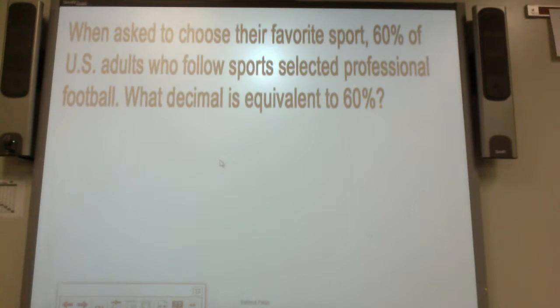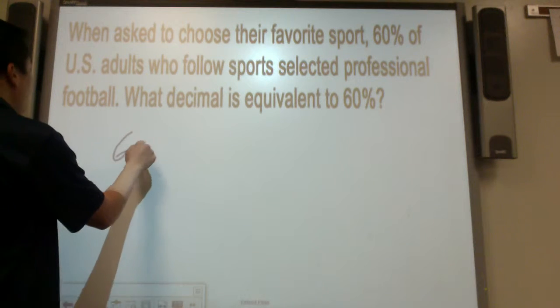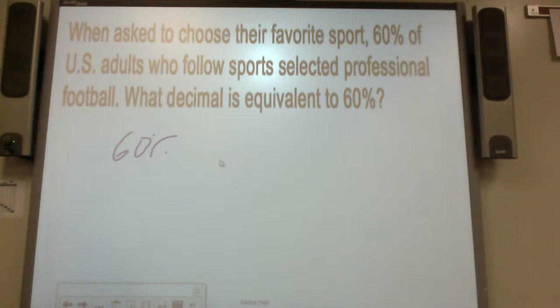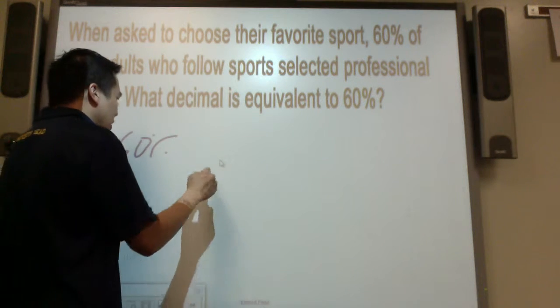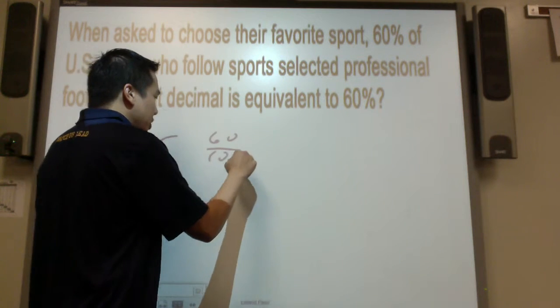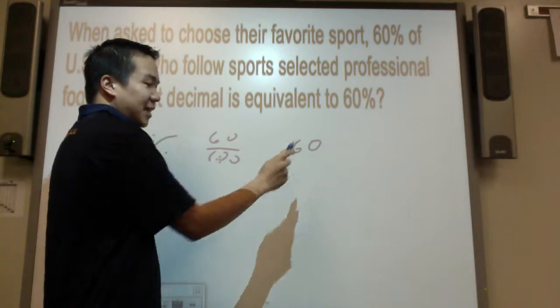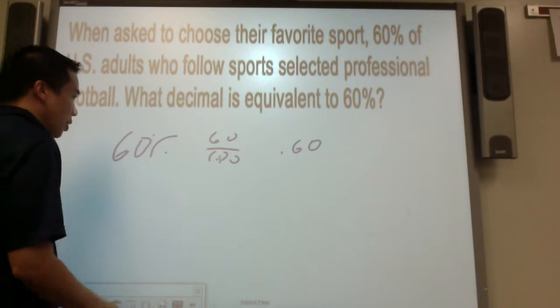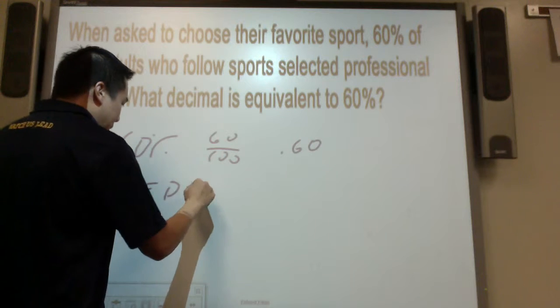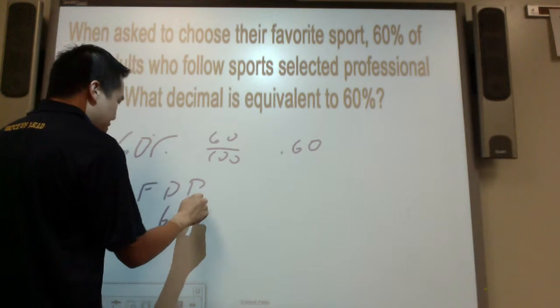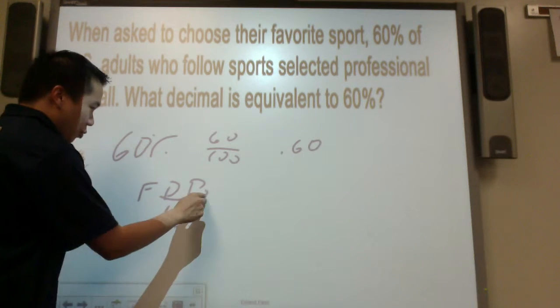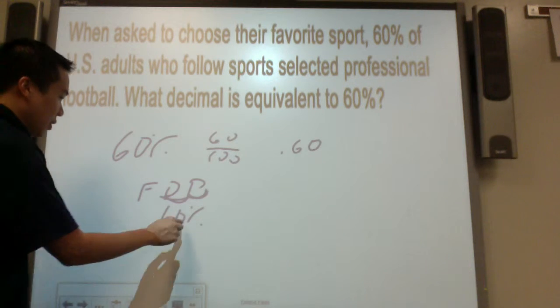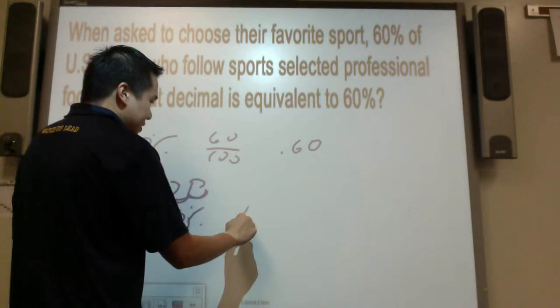When asked to choose their favorite sport, 60% of U.S. adults who follow sports selected professional football. What decimal is equivalent to 60%? So it's 60 per 100. How do you write 60 hundredths? That's how you write 60 hundredths. That's the decimal. Or FDP, 60%: to turn a percent to a decimal, you move it 2 places back, 1, 2, 0.60.